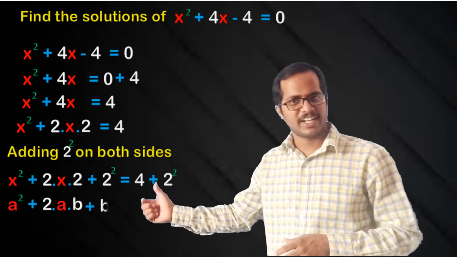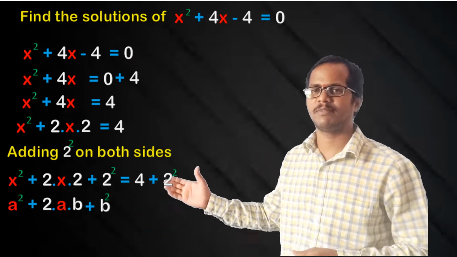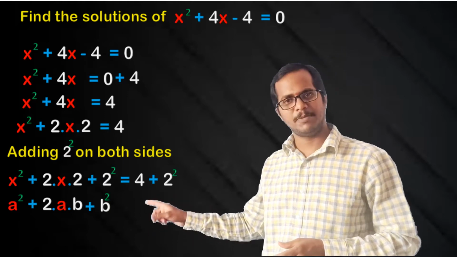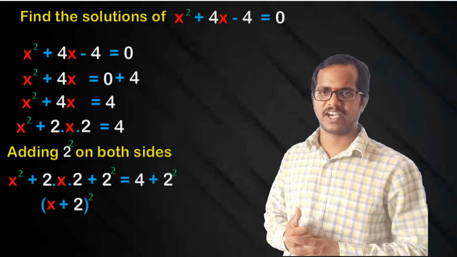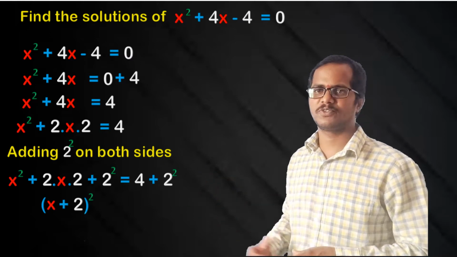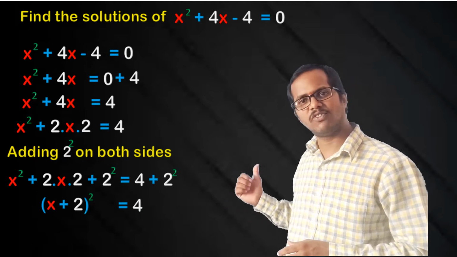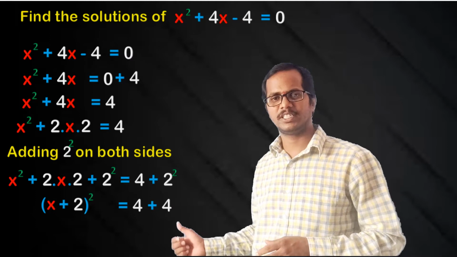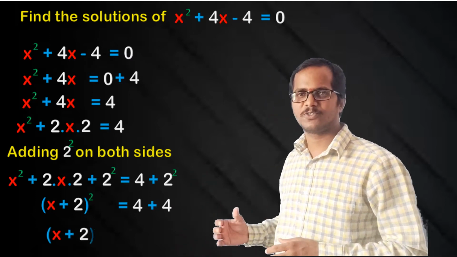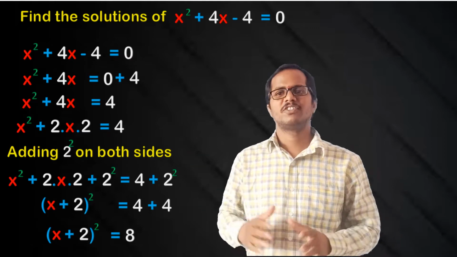So can we write it in the form of a plus b whole square? Yes. By writing it in the form of a plus b whole square, we get a means x plus b means 2, x plus 2 whole square. x plus 2 whole square equals to, on the right hand side, 4 plus 2 square, which is 4 plus 4. Now simplifying this, we get x plus 2 whole square equals to 8.